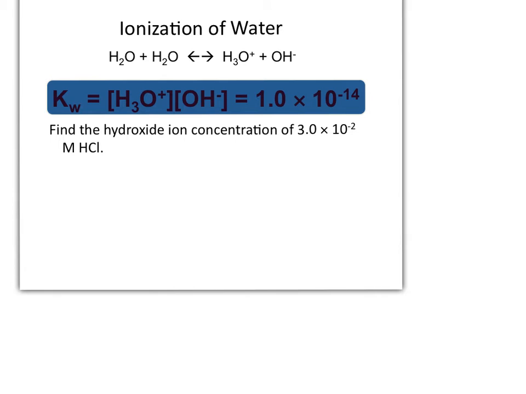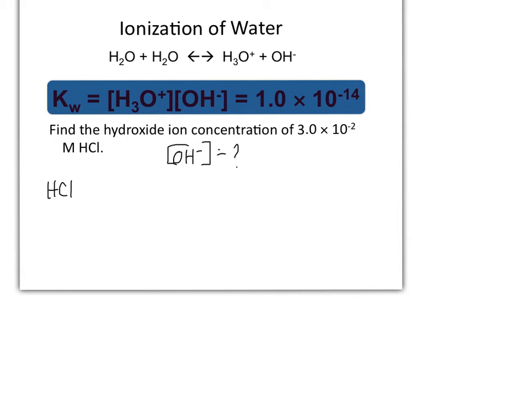So how would we do a problem like this? Well, first, we're going to look at what we've been given. What they've told you here is to find the hydroxide ion concentration of a 3.0 times 10 to the negative 2 molar HCl solution. So what they're wanting us to solve for is the concentration of the hydroxide ion. This is our unknown. Now, what did they give us? They gave us the concentration of HCl.